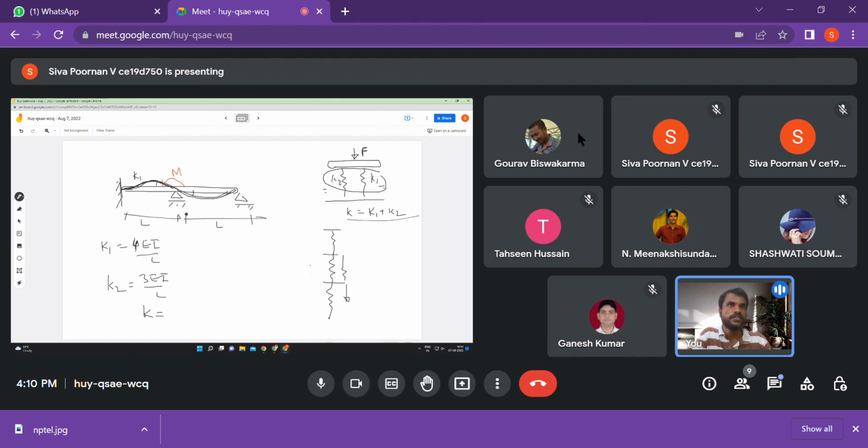So what will be the total rotation? Just M by theta, right? I mean M by K. So M is equal to K theta. Total M is equal to total stiffness into total theta. Theta 1 and theta 2 are the same as theta. So we know that M is equal to K, which is 7E by L, times theta. So theta is equal to ML by 7E. That's it. Solved.